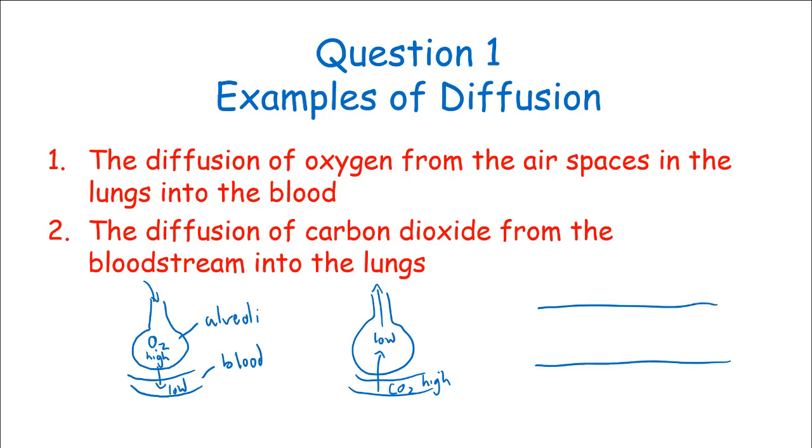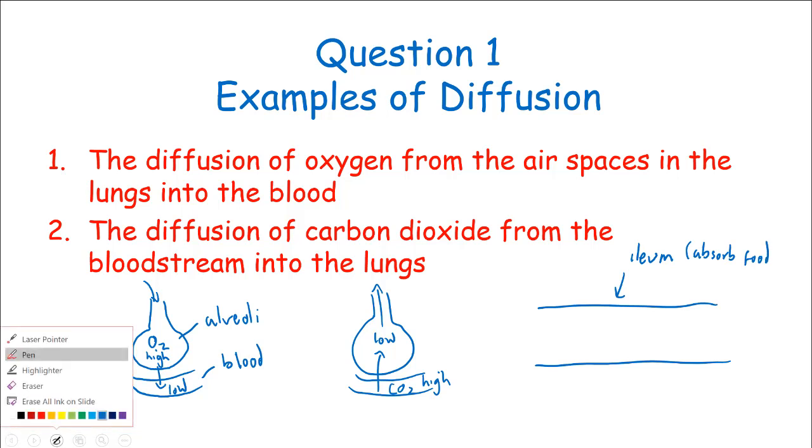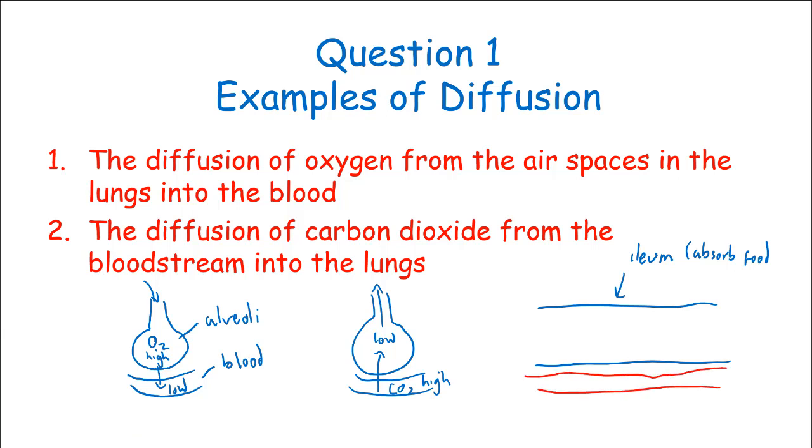Diffusion also happens during digestion. If this is the ileum, which is the small intestine, its main job is to absorb food. One of the things about the ileum is that it has a really good blood supply, which is very close to the walls of the ileum. So if these are little food molecules, here they're in high concentration, and they diffuse from the ileum to the blood where they're in low concentration.